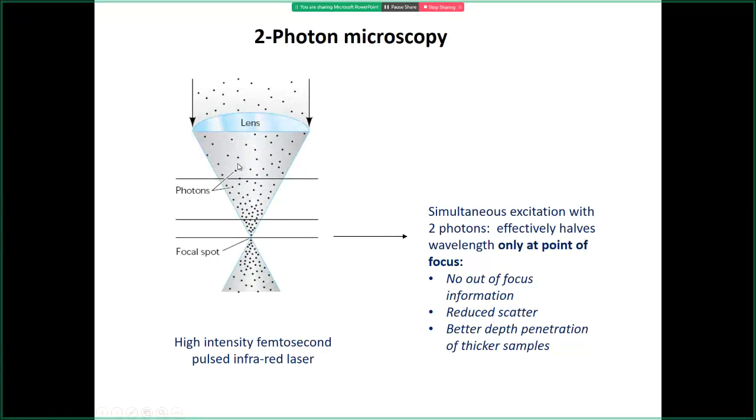That means that there's no out of focus information. It means that we have reduced scatter because we're using infrared light to go through the specimen, which isn't scattered very much. And it means that we can get better depth penetration of thicker samples.